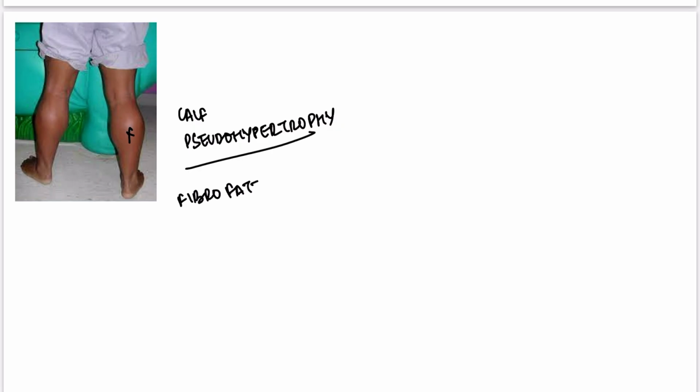Another feature that you see over here is this calf hypertrophy. Looks like the calf muscles are very well built, but it is not hypertrophy. This is pseudohypertrophy, right? This is calf muscle pseudohypertrophy. The muscle has not hypertrophied. It is just the deposition of fiber and fat. So there is just fibrofatty deposition. Right?